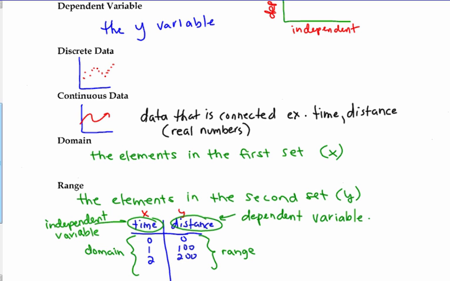Okay, so discrete data then, if continuous can be connected, and discrete cannot be. So it's not real numbers, data that does not have real numbers. Usually it's natural numbers, counting numbers. So it cannot be connected. Usually, not always. So some examples of that are usually counting situations, like number of people, number of tickets.